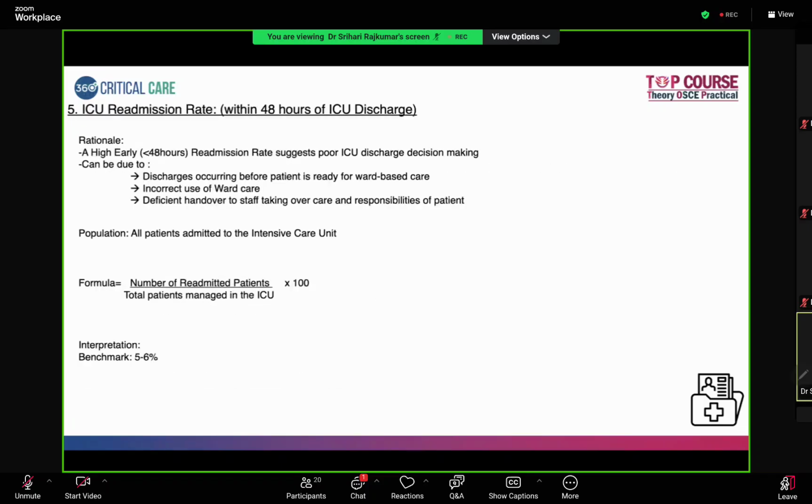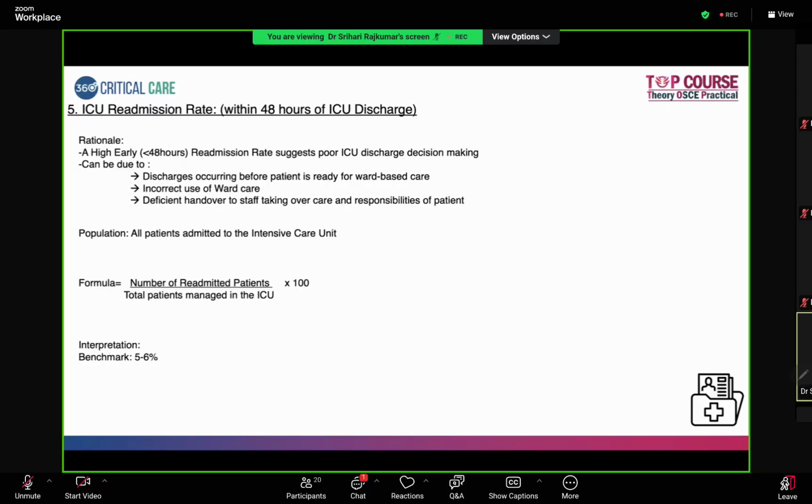I'll explain it later. Coming to ICU readmission rate, that is within 48 hours of ICU discharge, the rationale is that a very high early readmission rate suggests very poor ICU decision making during discharge. One reason can be discharge occurring before the patient is ready for ward-based care. Sometimes we try to push out the patient before they're really stabilized. In a ward, you cannot expect the same level of care as in an ICU. So they may deteriorate and bounce back.